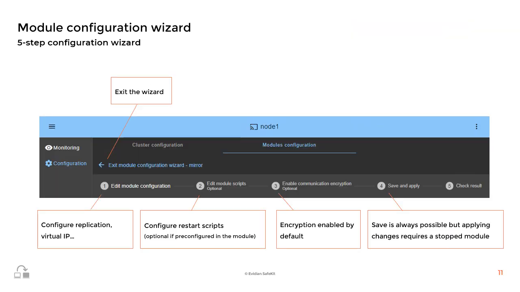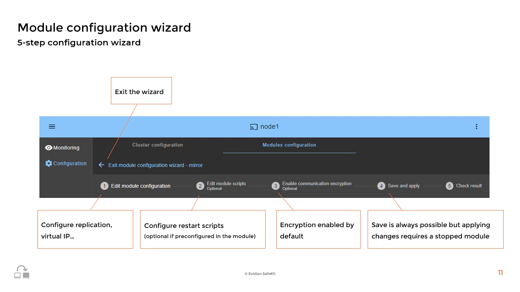After setting the module name, the module configuration wizard appears with 5 steps. In step 1, you can edit the configuration of the module, such as the virtual IP address and the folders to replicate. In step 2, you have the option to edit the start and stop scripts. This is not useful for modules such as Hyper-V or KVM, which come pre-configured and do not require any modifications.